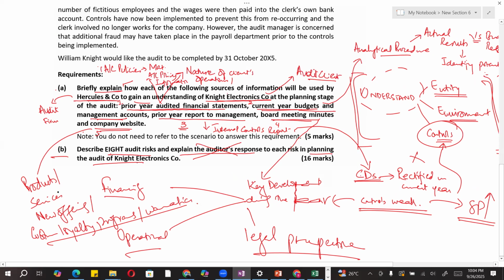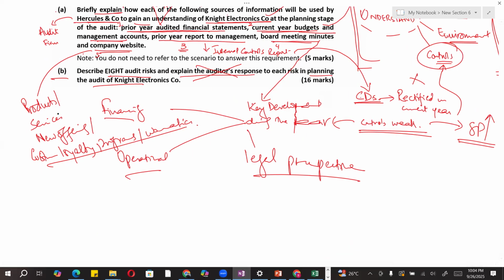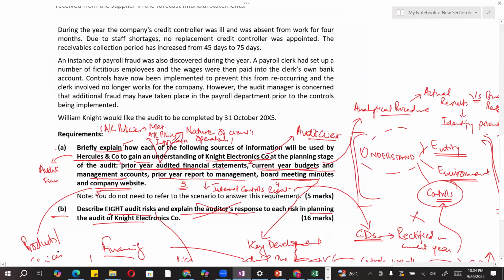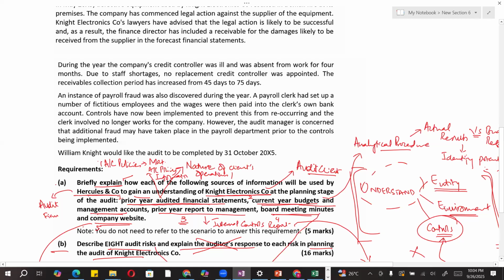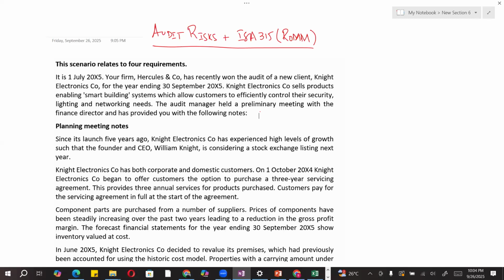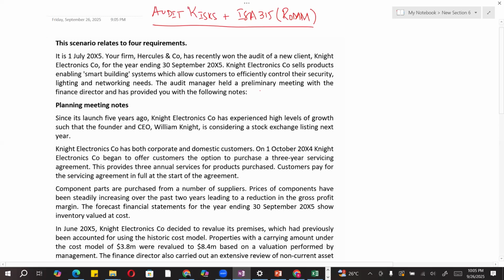You already understand this particular point that audit risks are primarily assessed in the planning phase of the audit. So the question is set in the planning phase of the audit, and the question is about risk assessment. You have been supplied this information in the case study, and based on this, you need to identify the audit risks.